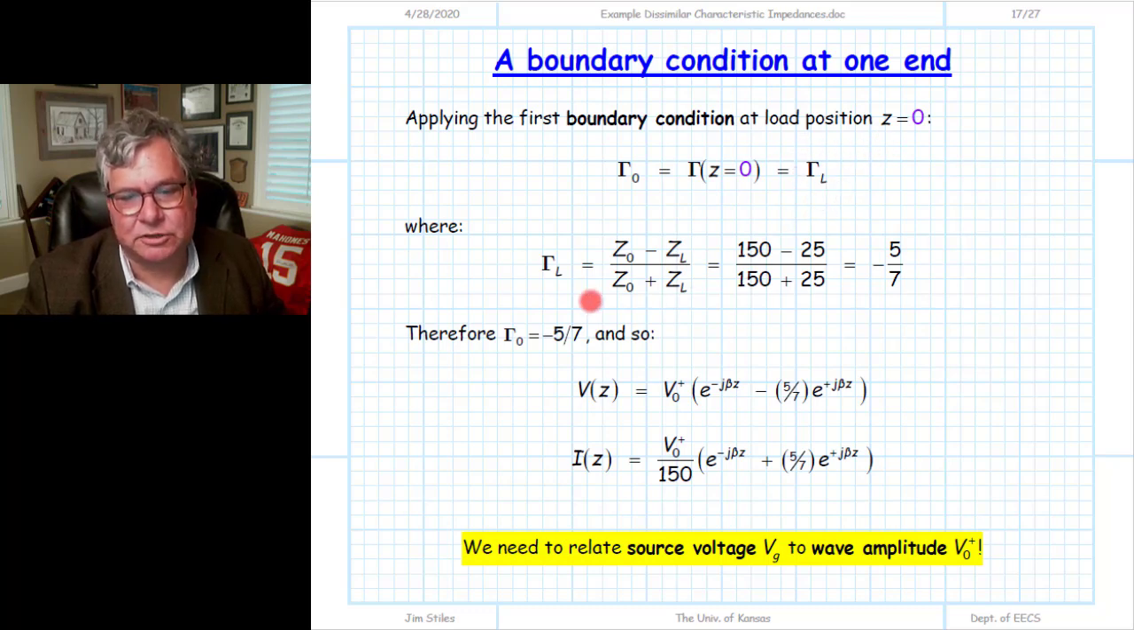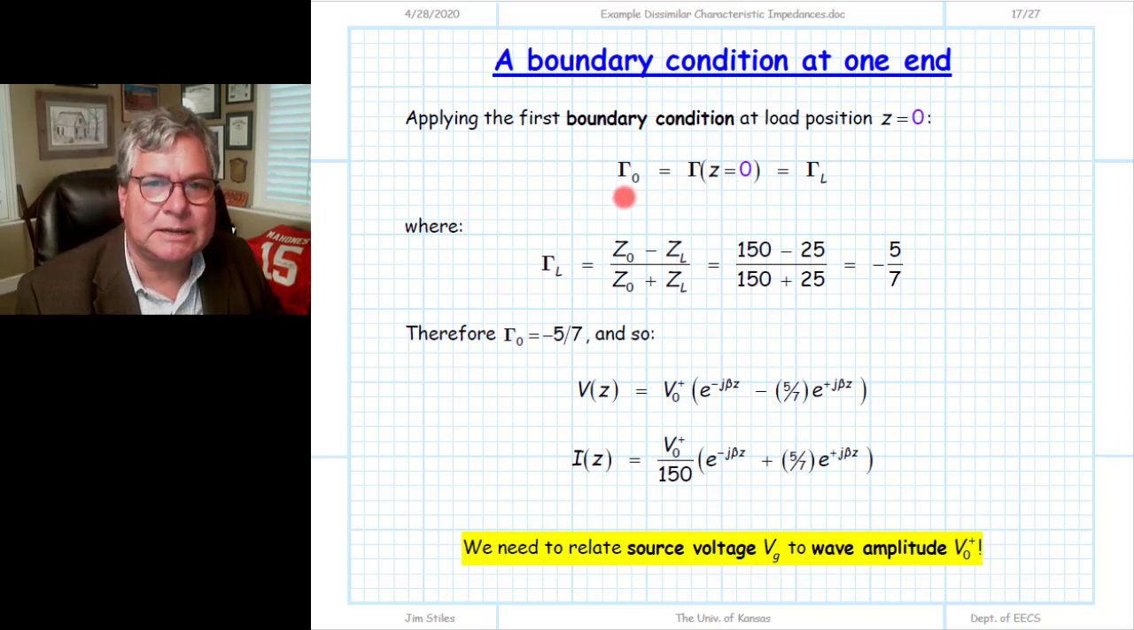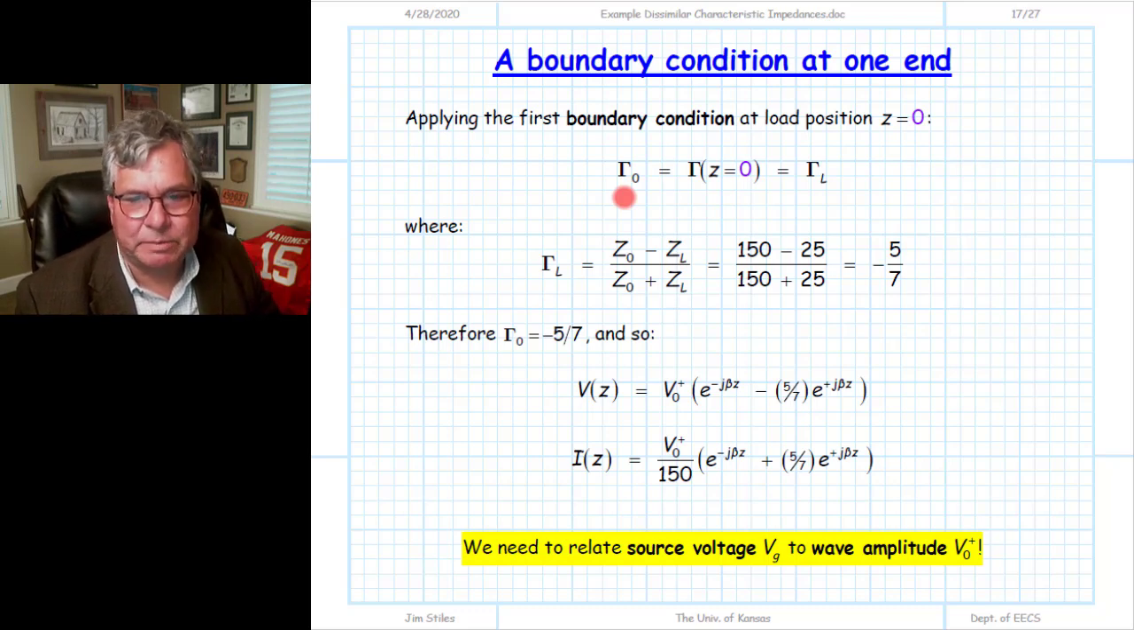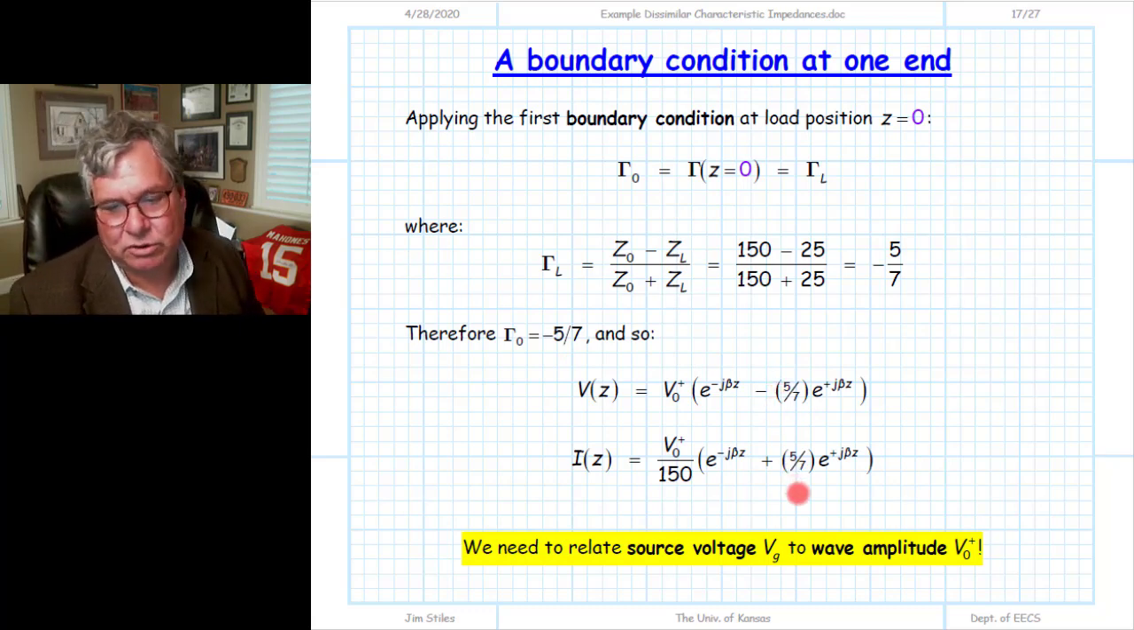The load reflection coefficient can be determined. It's minus 5/7, and therefore the reflection coefficient at z equal to 0 must be equal to minus 5/7. Remember, by definition, the reflection coefficient at z equal to 0 is the value gamma 0. It shows up in our telegrapher equation solutions. So we put these pieces together. The first equality is true by definition, and the second equality is true by boundary condition. We know this is equal to that, and therefore gamma 0 is equal to minus 5/7. We insert that fact into our telegrapher equation solutions, and now we have the total voltage and total current.